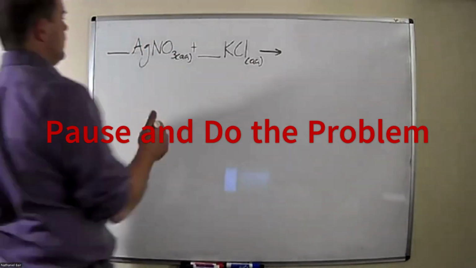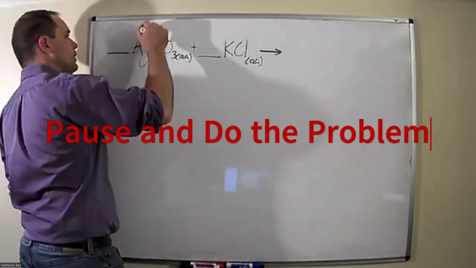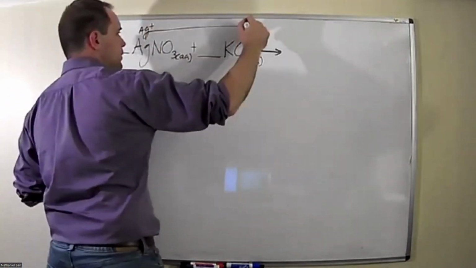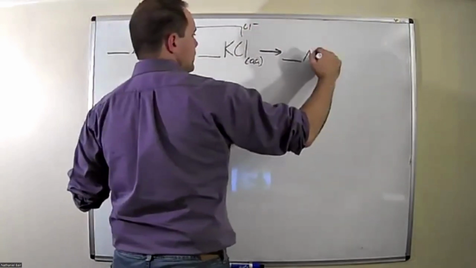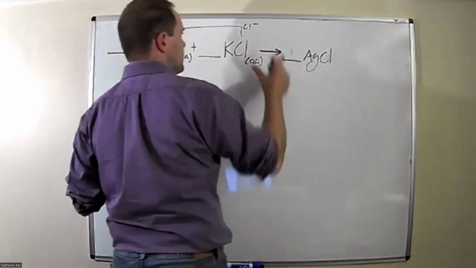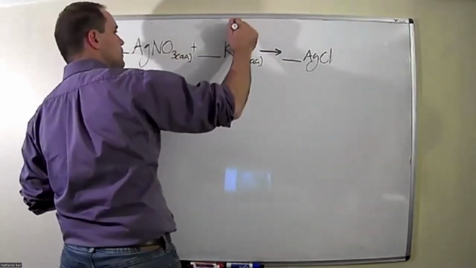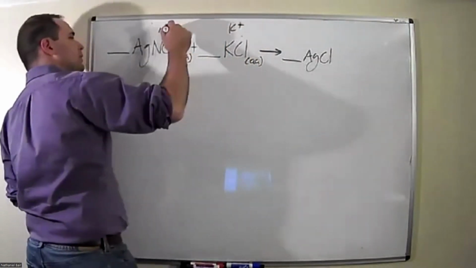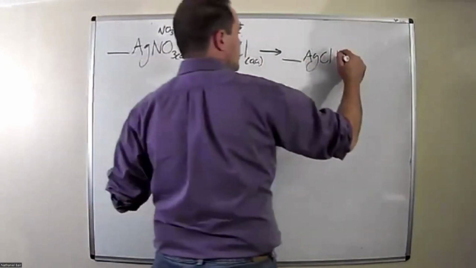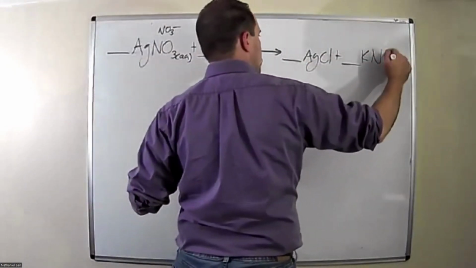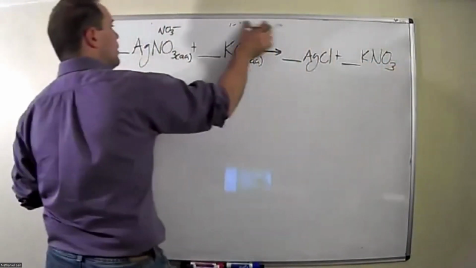So hopefully you took the silver +1 ion, paired that up with the chloride -1 ion, and you got AgCl as the first potential product. Then hopefully you took the potassium +1 cation, paired it up with the nitrate -1 anion, and you got the next product, KNO3. So that's what I'm hoping we got.